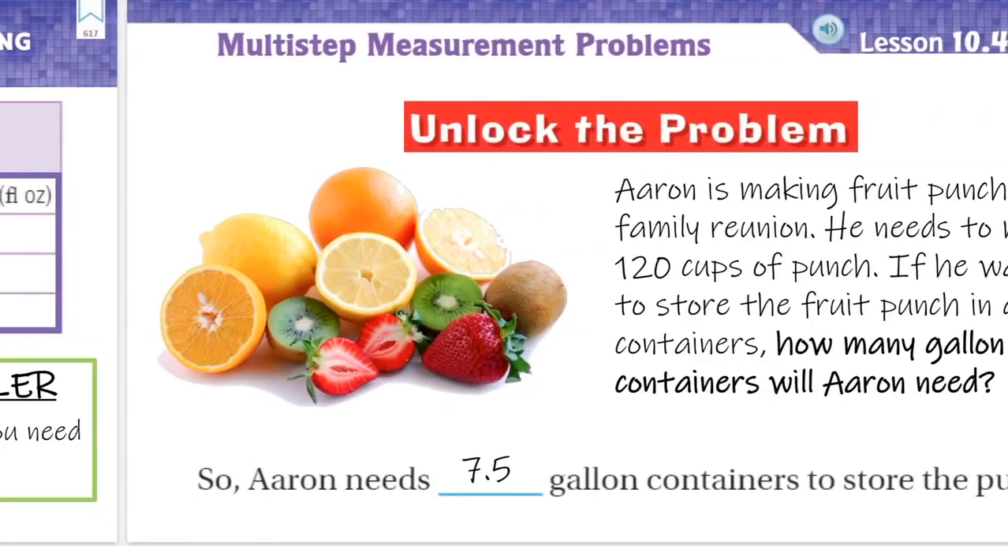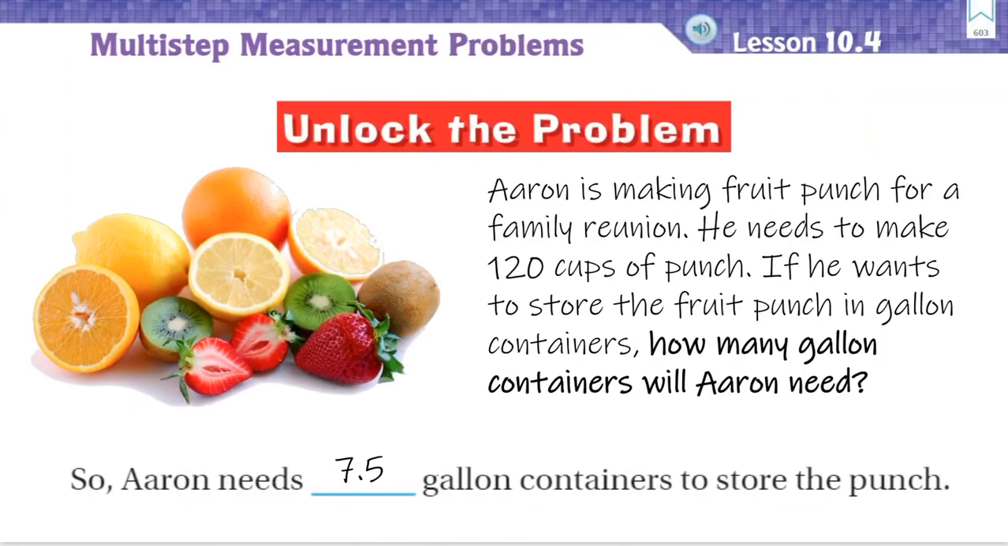And that's it. So the answer is 7.5 1-gallon containers is how many that Aaron can store for the family reunion. What a nice guy.